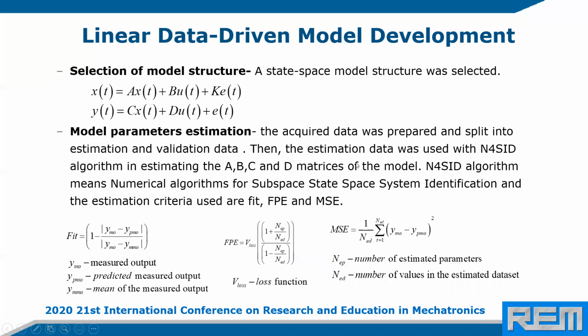The model structure is a state space model structure, and this was selected because we are dealing with a CMOS system. For model estimation, the acquired data was prepared and split into estimation and validation data. Then the estimation data was used with the N4SID algorithm in estimating the A, B, C, and D matrices of the model. And this is showing the criteria of the estimation: the fit, the final prediction error, and the mean square error.